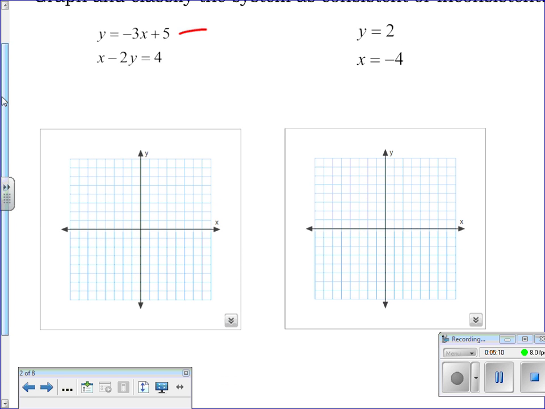So I'm going to graph the first line in red. My y-intercept is 5: 1, 2, 3, 4, 5. My slope is -3, so I go over 1 and down 3. And that is the first line. Graph the second one in green. For my y-intercept, let x equal 0. My y-intercept is -2. Let y be 0. My x-intercept is 4.